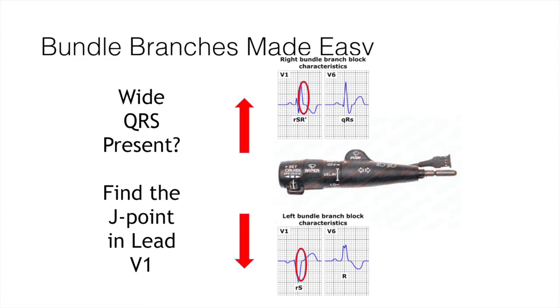How do I do bundle branch blocks made easy? Right? I do my blinker method, and I look at my J point right here in V1, my J point in V6, okay? And what do I say? I'm up at V1, so I'm turning right, or I'm down in V1, so I'm turning left. That's like the easy way to remember bundle branch blocks, right?